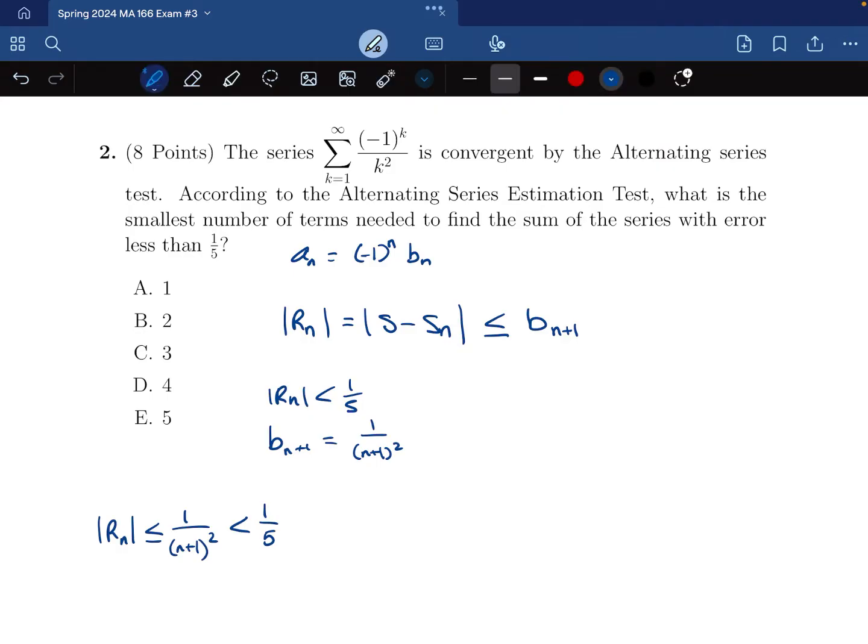So since they ask us to find the smallest number of terms, we can start by plugging in each value starting at 1. So if I plug in 1, I get 1 over 1 plus 1 squared equals 1/4. That is not less than 1/5, so 1 is not our answer. If I plug in 2, 1 over 2 plus 1 squared is equal to 1/9, which is less than 1/5, meaning that 2 is the smallest number of terms needed to find the sum of the series with error less than 1/5. So 2 is our answer.